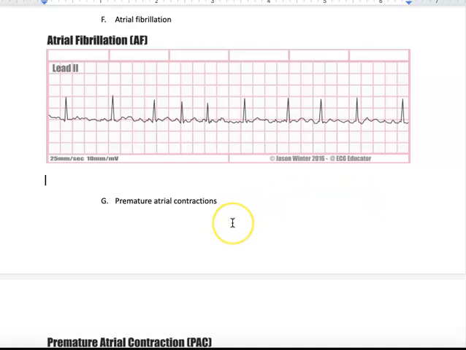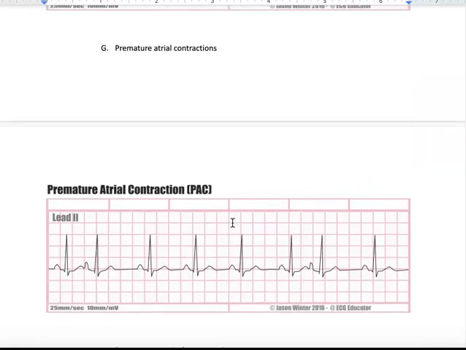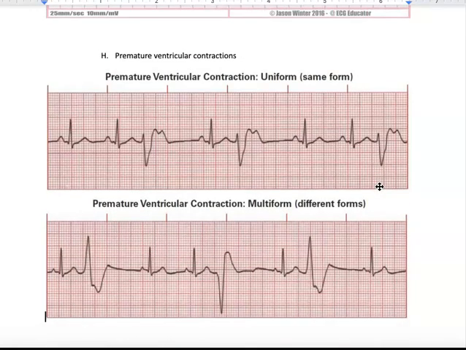Premature atrial contractions look like this. They may happen too soon. So here you see kind of a regular heartbeat between these two and these two here, and then boom, you get a premature atrial contraction, which leads to the ventricle contracting. So that's a PAC. Those are not necessarily so uncommon. If they happen once in a while, not a big deal.